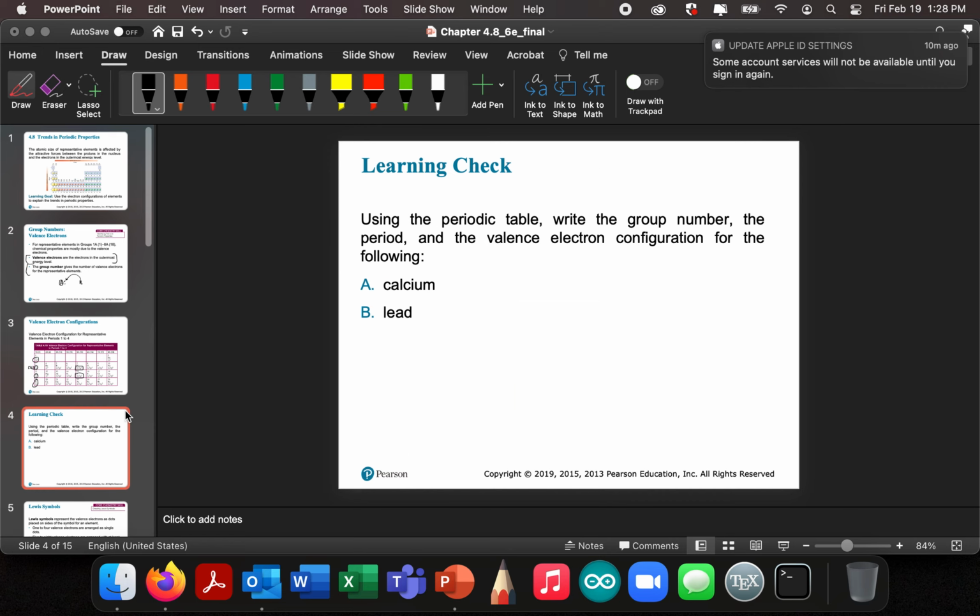All right, so using the periodic table, write the group number, the period, and the valence electron configuration for the following. Just the valence electron configuration, right? Pause the video and then come back and check your answers against mine.